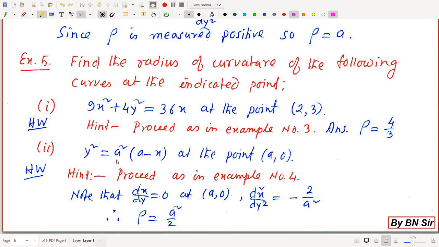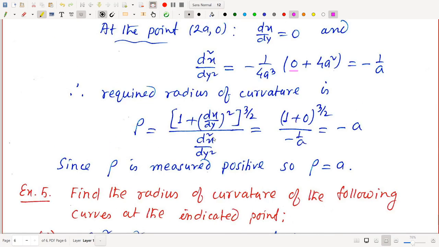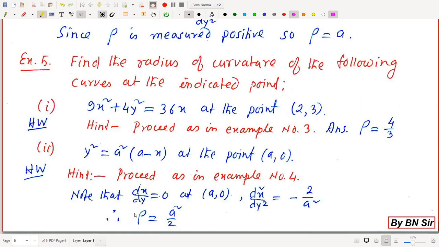Part 2 is y square equal to a square into a minus x at the point (a, 0). We have to find the radius of curvature. So this will be similar to example number 4, meaning this time you will see that dy by dx will become undefined at the point (a, 0). So that's why we shall take dx by dy, and dx by dy will be 0, and then you will calculate d square x by dy square, you will get minus 2 by a square, and then putting this value in the second formula, similar to example number 4, the rho will be a square by 2, because by convention rho will be taken positive, that's why that minus sign will not be in the final answer.